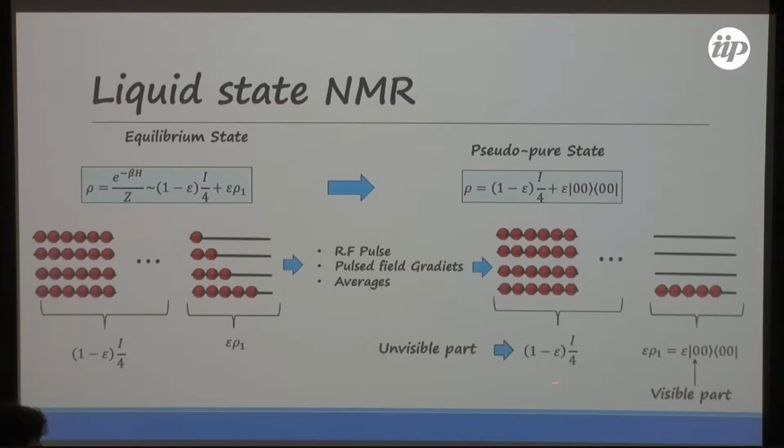And this kind of system is called a pseudo pure state. Almost every type of quantum information experiment using NMR is performed on this type of state.